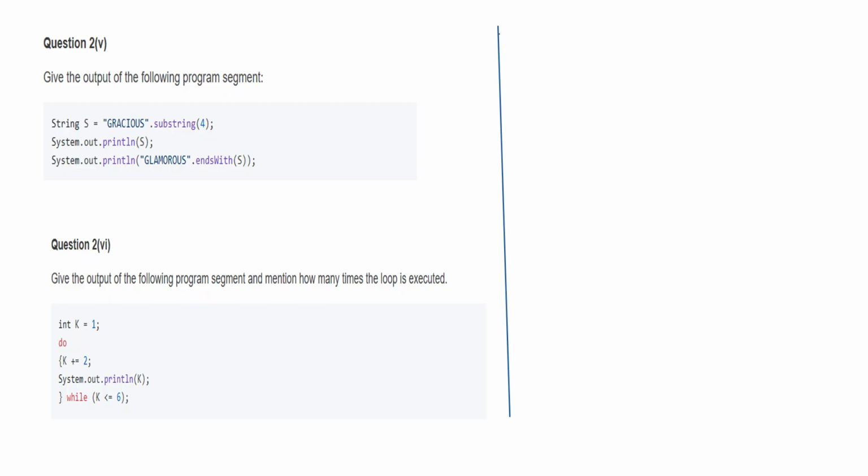Give the output of the following program statement. String s is gracious, substring 4. Now what is this? Gracious. If I say gracious substring 4, the index starts from 0, 0, 1, 2, 3, 4. So what should be the output? Here s will be IOUS.